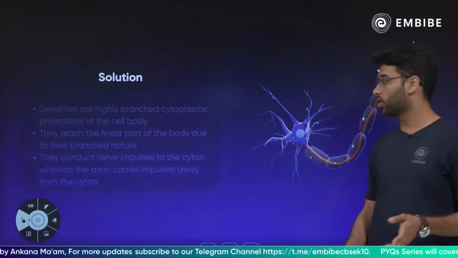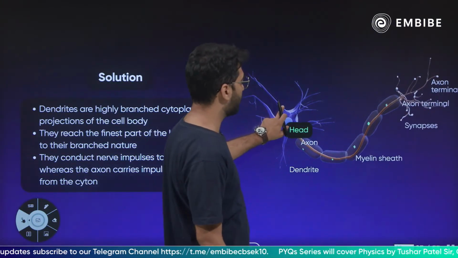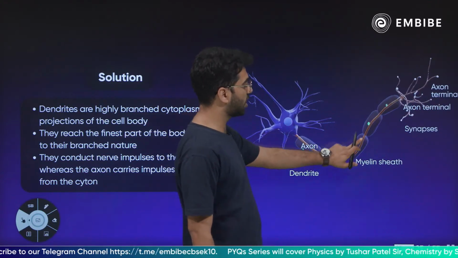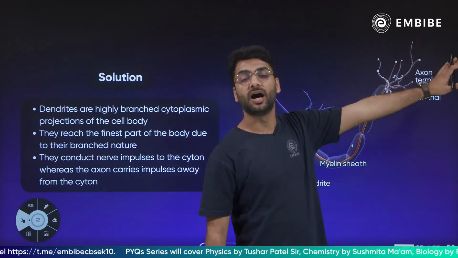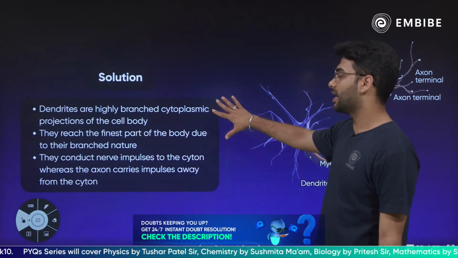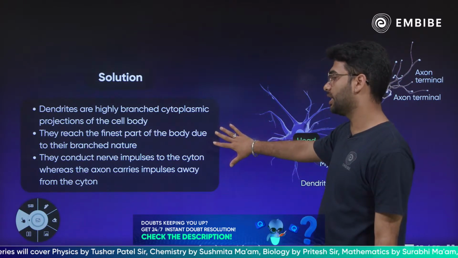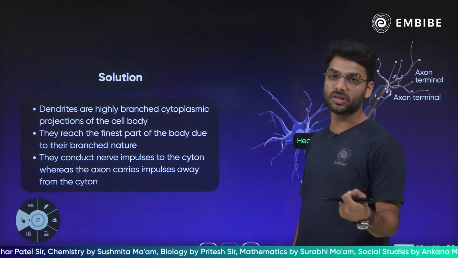It is the dendron. So dendron will receive the impulse. सो डेंड्रॉन पे रिसीव होने के बाद वो जाएगा साइटॉन पे, साइटॉन से जाएगा एक्सॉन में, एक्सॉन से जाएगा एक्सॉन टर्मिनल, और यहां से वो जाएगा अगले न्यूरॉन तक. ठीक है, सो dendrites are highly branched cytoplasmic projections. They reach the finest part of the body. They conduct nerve impulses. So they are the first ones to receive the impulse.